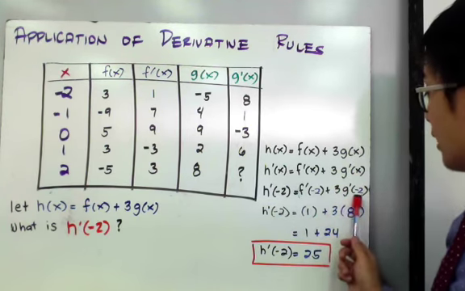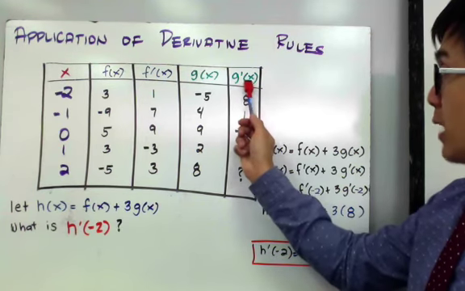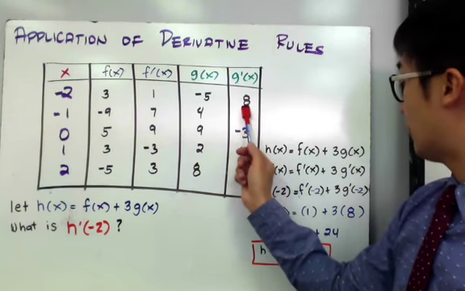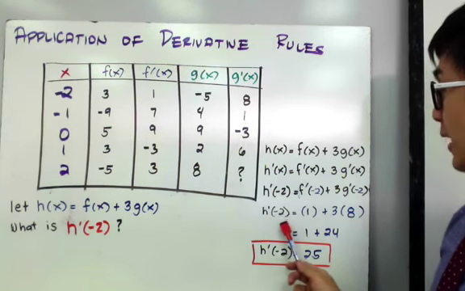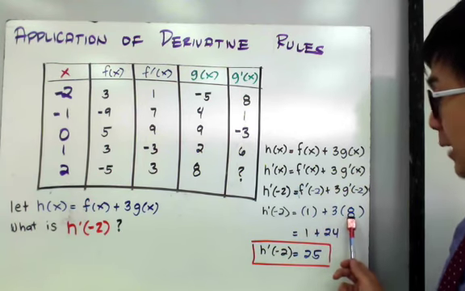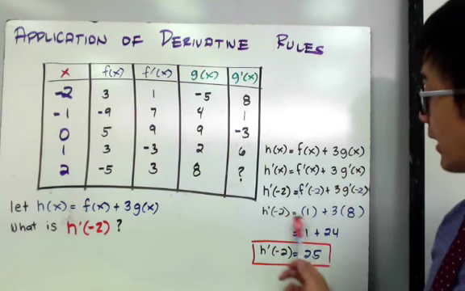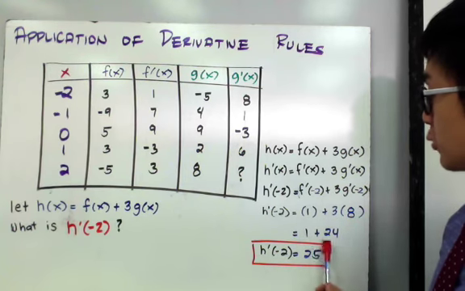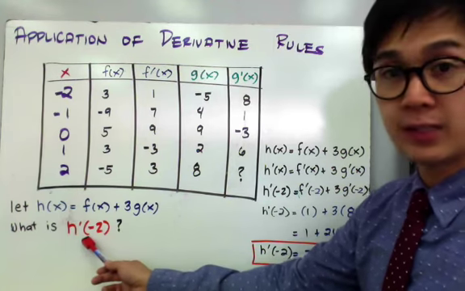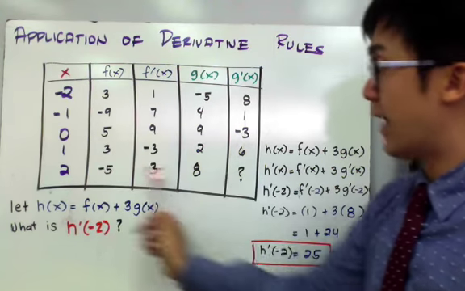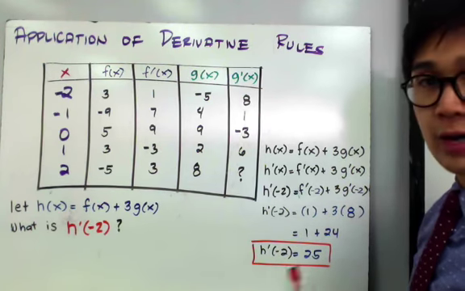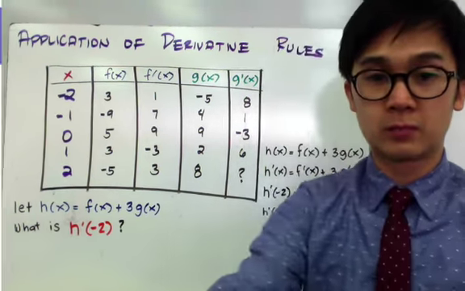And for g prime of negative 2, we go to g prime of x, replace x by negative 2, and it gives us the value of 8. Therefore, we'll have h prime of negative 2 is equal to 1 plus 3 times 8. By simplifying our expression, 1 plus 24 gives us 25. Therefore, h prime of negative 2, using the table of values given in the problem, is 25.